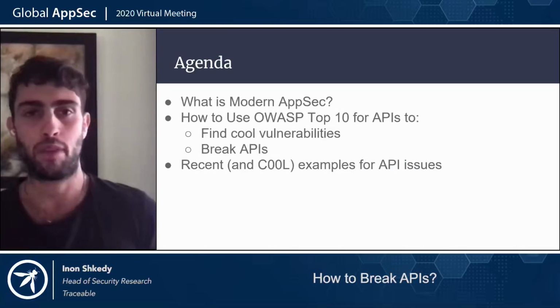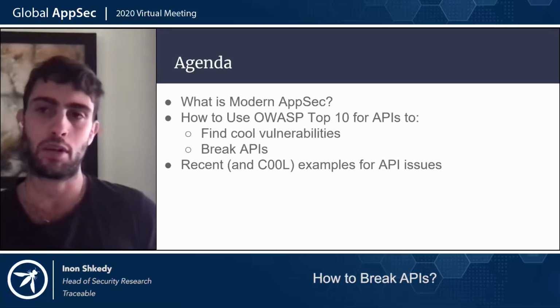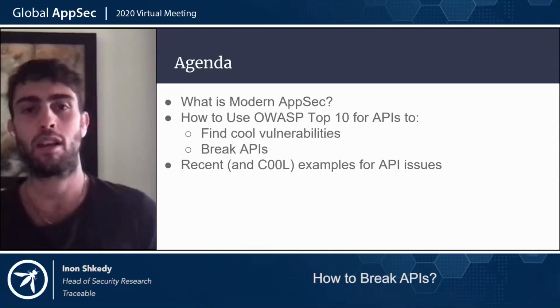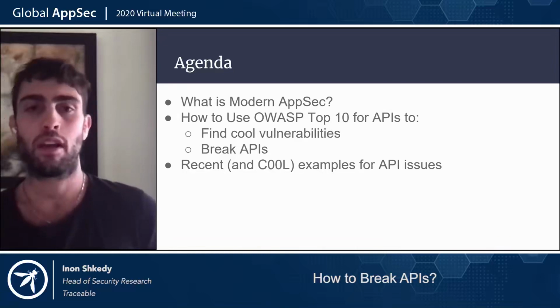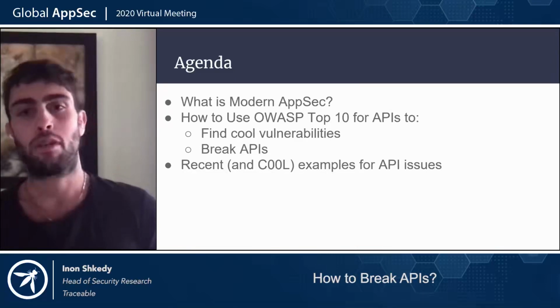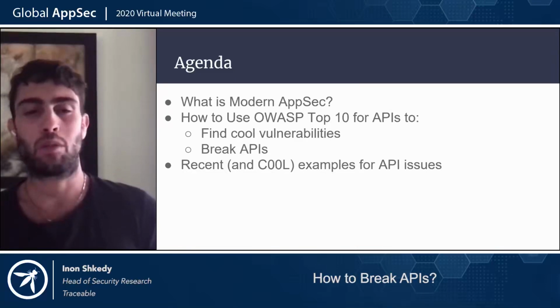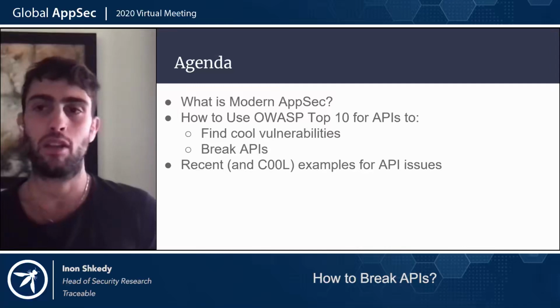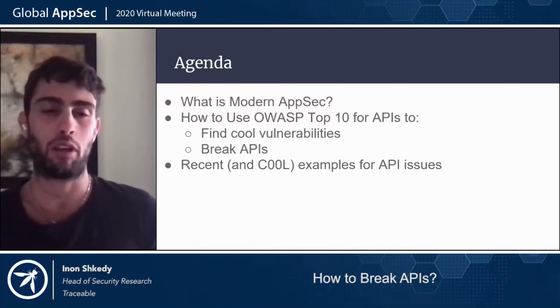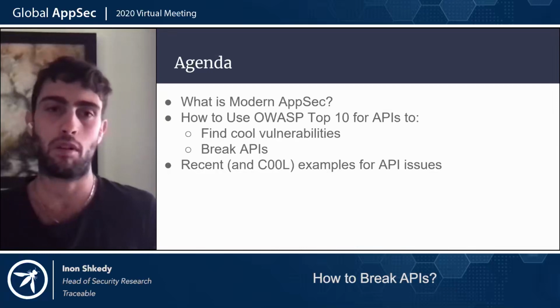So the agenda for today is, first of all, before we even talk about application security and about how you can leverage APIs to hack into applications, to understand what is modern application security and how it's different than traditional application security. After we talk about it, we will cover some of the OWASP top 10 for APIs, with emphasis on how to leverage these issues as a pen tester, and how you can use the OWASP top 10 for APIs to find core vulnerabilities and to break APIs. And then we'll see some recent examples of API issues that happened in the last few months in large companies.